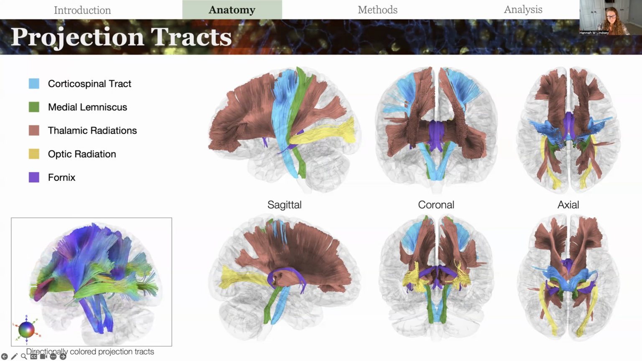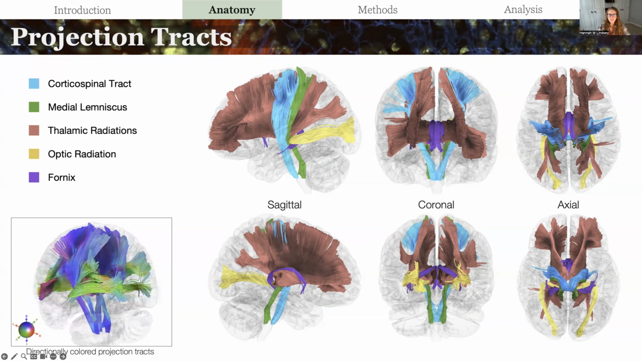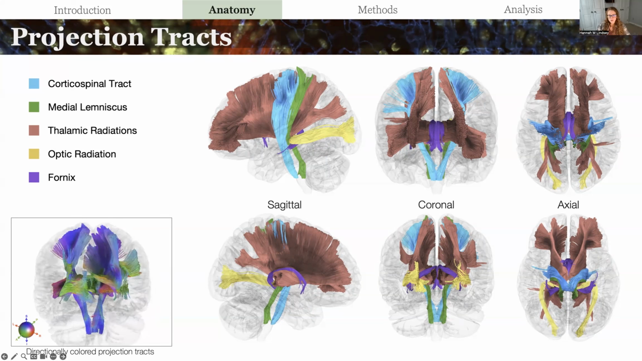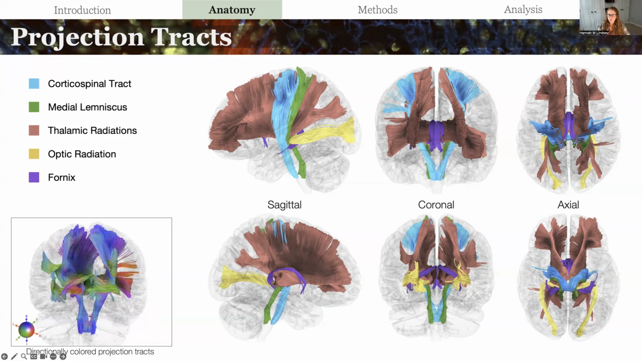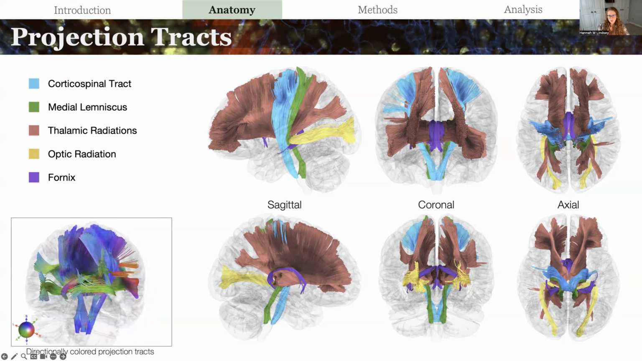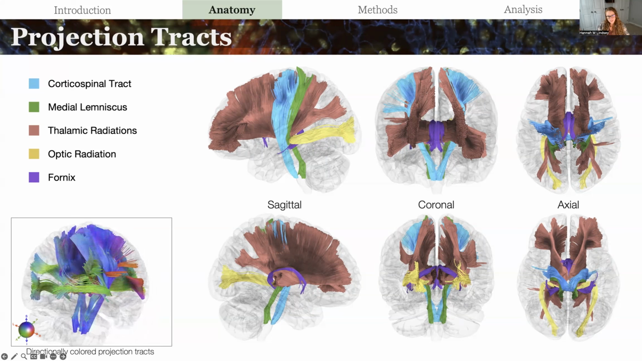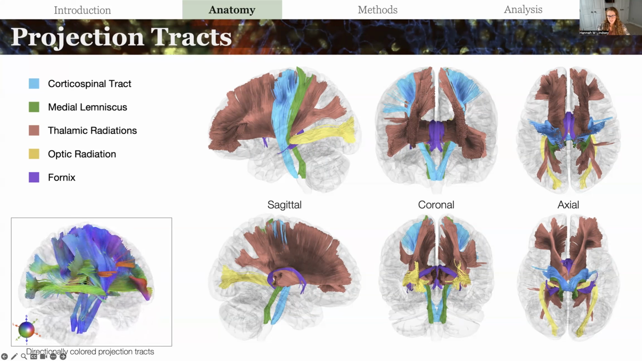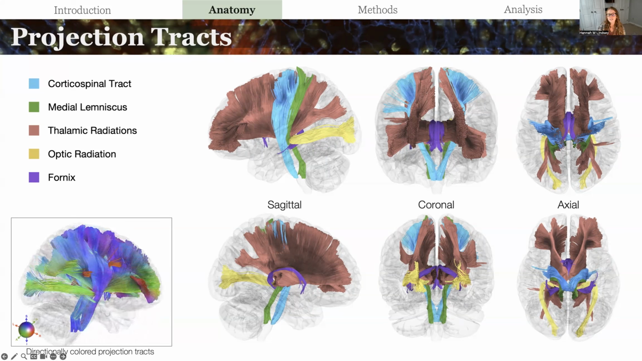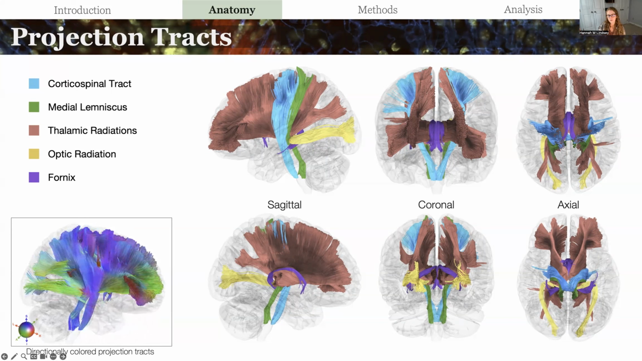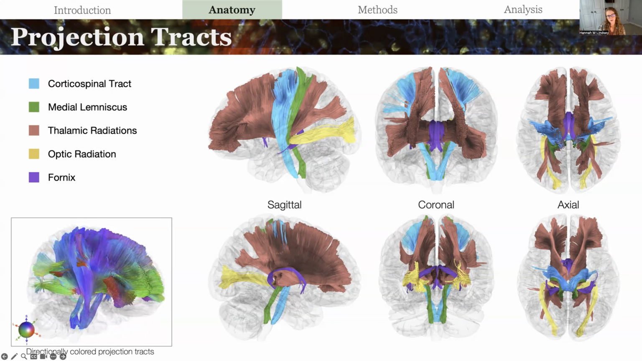The medial lemniscus is kind of the sensory counterpart to the corticospinal tract. It transmits information about touch, vibration, and proprioception from the body to the brain. It originates in the medulla oblongata and ascends up through the midbrain into the thalamus, and from there up to the primary somatosensory cortex. It's essential for fine tactile perception, vibration sense, and awareness of body position. It enables precise and coordinated sensory experiences.